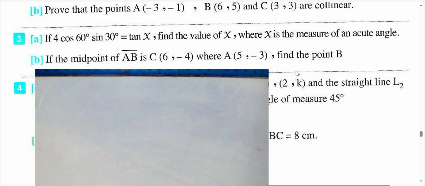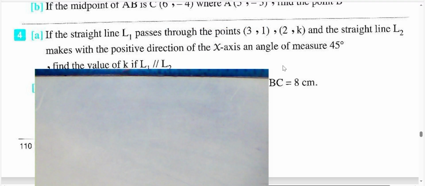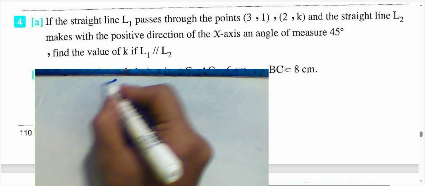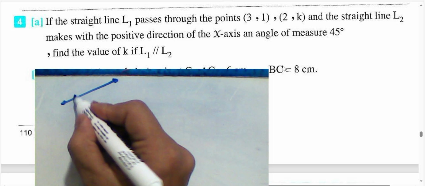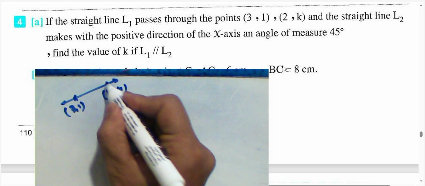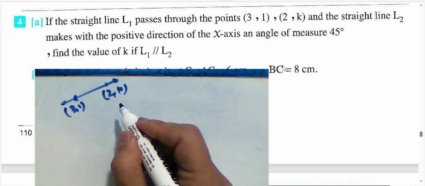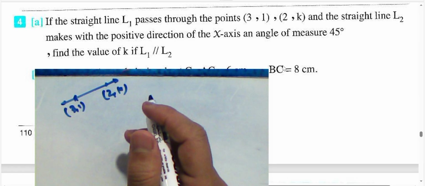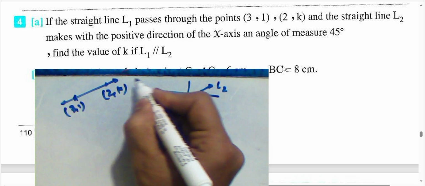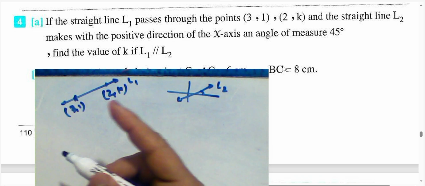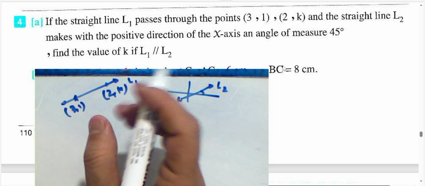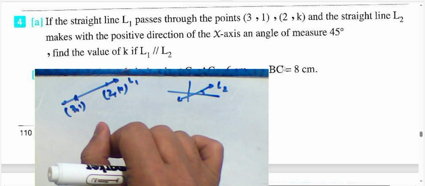Next question. Letter A. The straight line L1 passes through the points (3, 1) and (2, k). A straight line L2 makes with the positive direction of the x-axis an angle of 45 degrees, like this. It's L2 and here L1. We want to prove that L1 is parallel to L2. To do that, we find the value of k if L1 is parallel to L2.